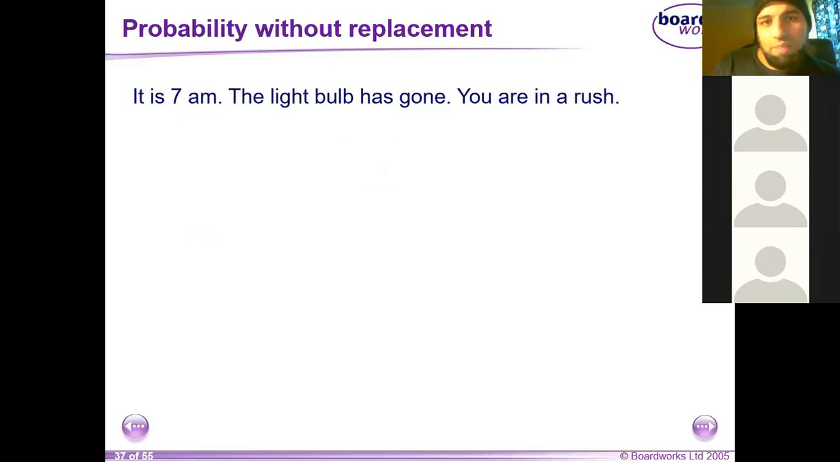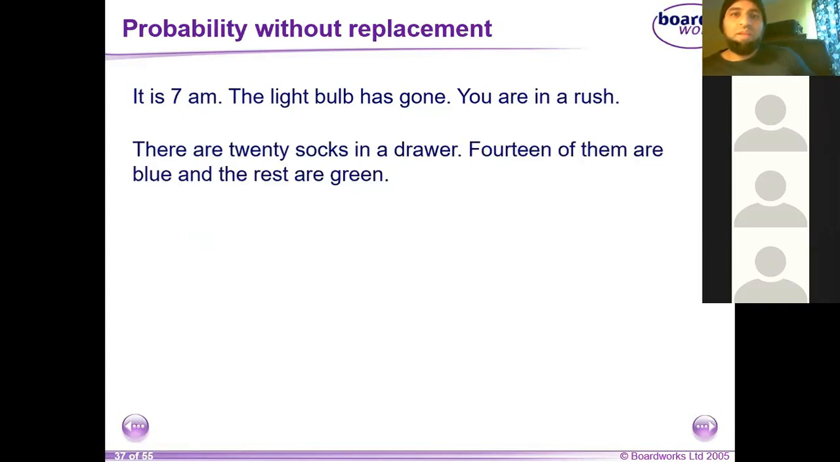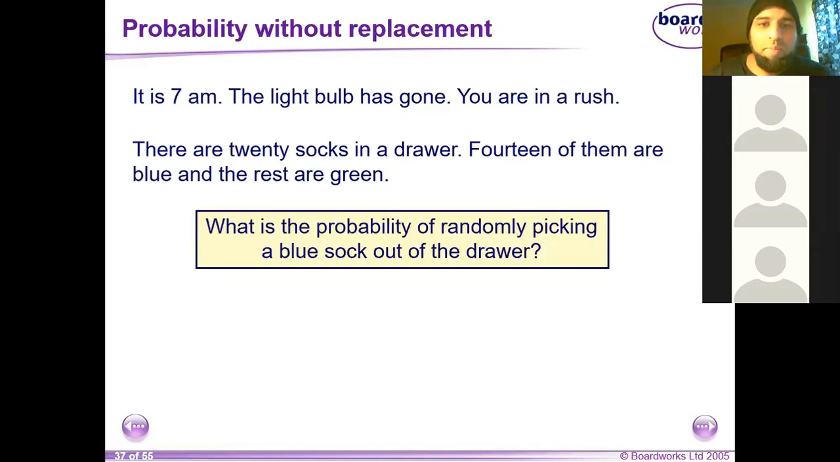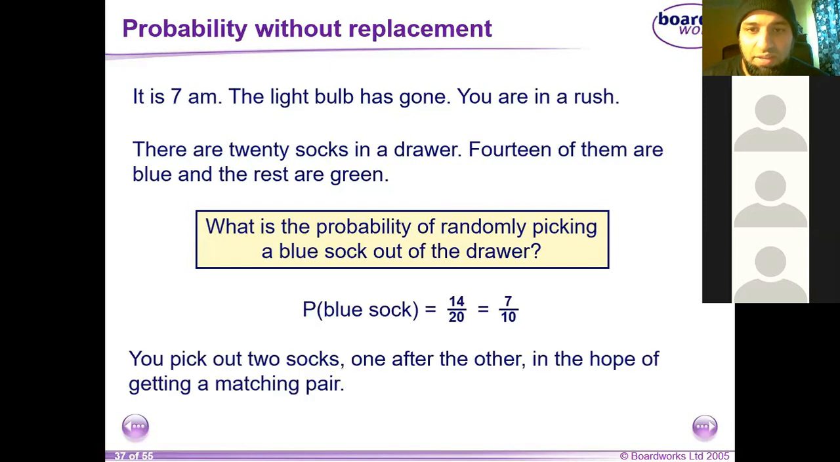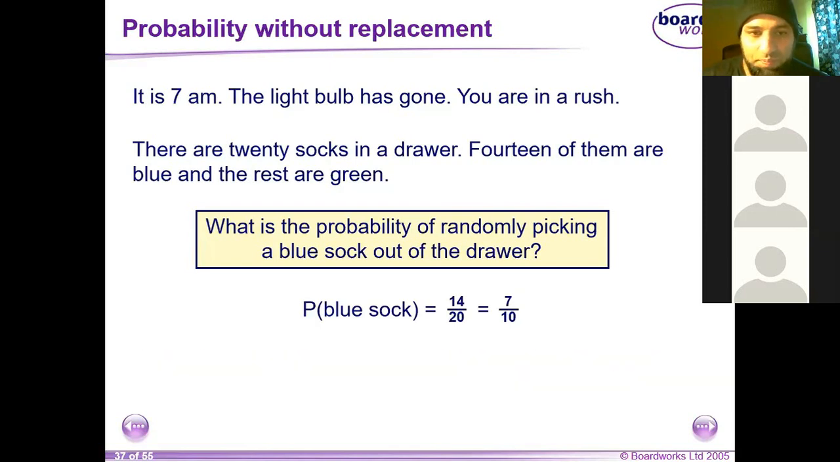It is 7 a.m. The light bulb has gone. You're in a rush, so you're going to rush to put clothes on. There are 20 socks in a drawer. 14 of them are blue and the rest are green. What is the probability of randomly picking a blue sock out of the drawer? Tell me, Khalid. 14 out of 20. So yes, good. Because you've had the one you're interested in out of the total, which you've understood. 14 out of 20. 7 out of 10, if we simplify it. 0.7 if we turn it into a decimal.